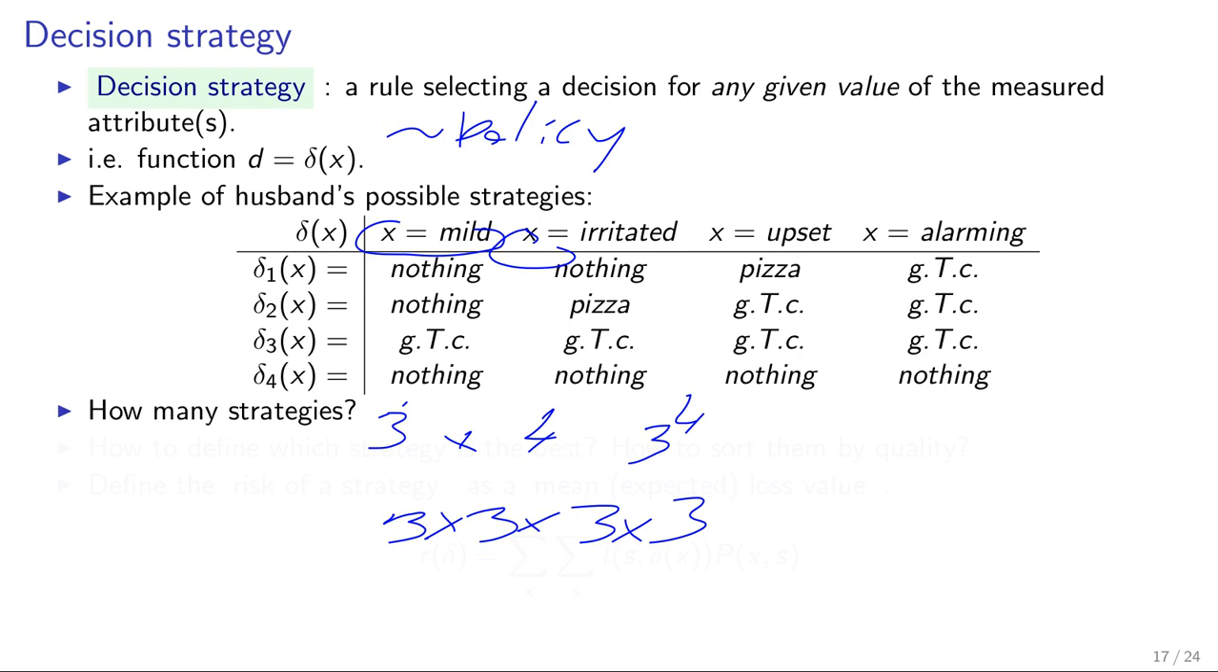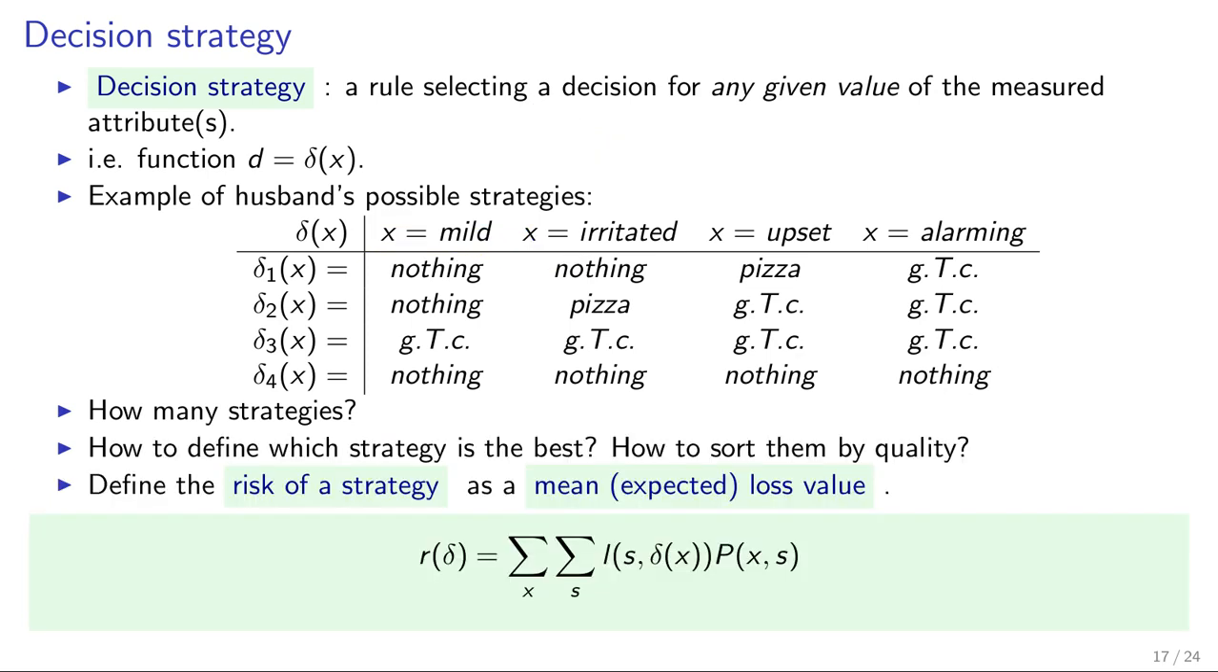Okay, now, how do we define which strategy is the best and how to sort them by quality? We have to define the risk of a strategy, which is the mean expected loss value. So for the risk of that strategy, I sum over all the features, or the observables, or the percepts, and all the states. And this is the loss function, which is defined on the state and the decision. And then there is this joint probability linking the percept with the state.